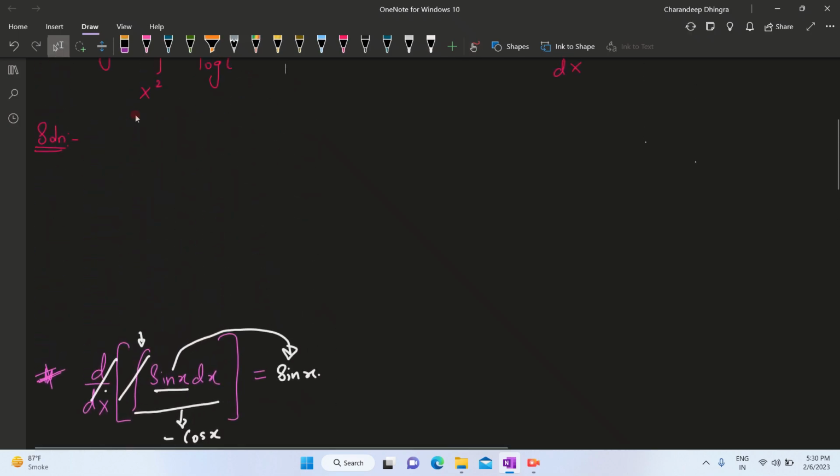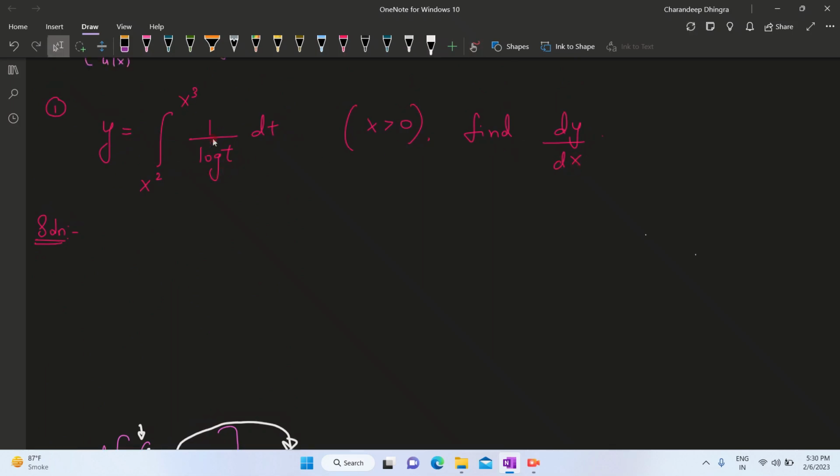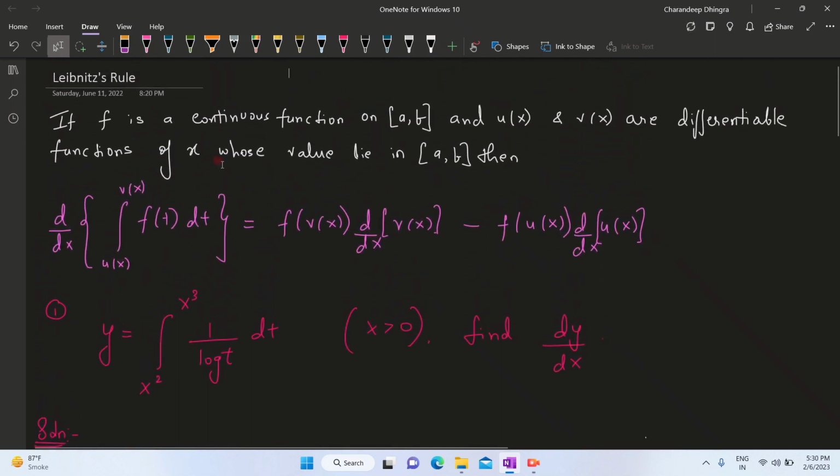So if you have something like this wherein you have a definite integral, let's say y is equal to a definite integration, and then you have to find dy by dx. In this case, things are not that easy. You have to apply Leibniz rule. So what is Leibniz rule? Let's just check what is Leibniz rule.